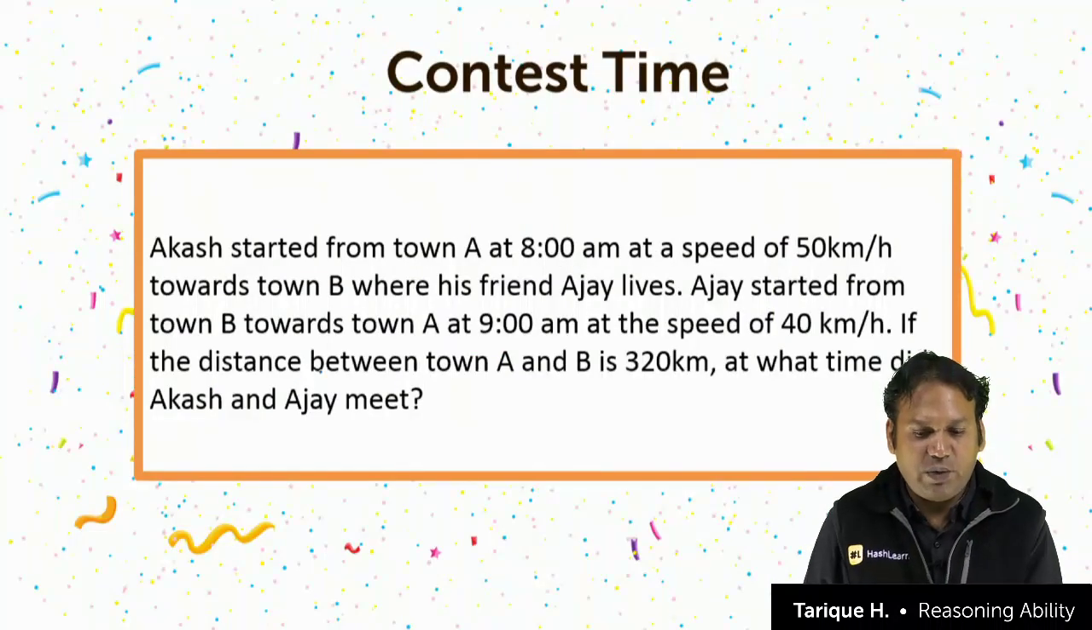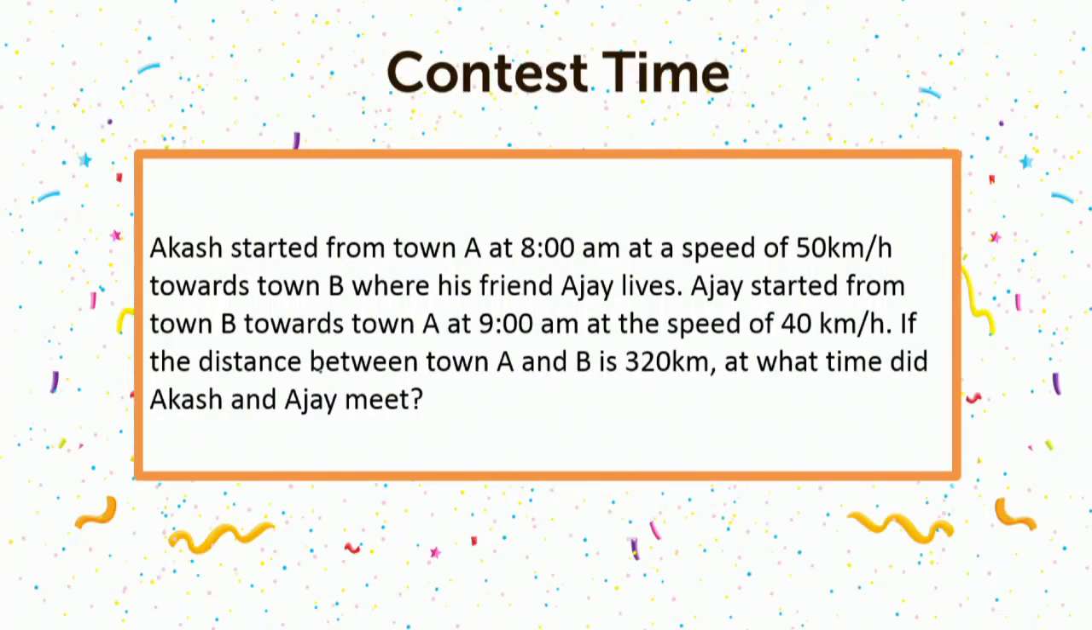Now, we will see the contest question for today. Akash started from town A at 8 am at a speed of 50 kilometers per hour towards town B where his friend Ajay lives. Ajay started from town B towards town A at 9 am the same day at the speed of 40 kilometers per hour. Ajay is going to meet his friend, Akash is going to meet his friend, but the time that they are travelling is different. One starts at 8, another starts at 9. Akash's speed is 50 and Ajay's speed is 40. If the distance between town A and B is 320 kilometers, at what time did Akash and Ajay meet?